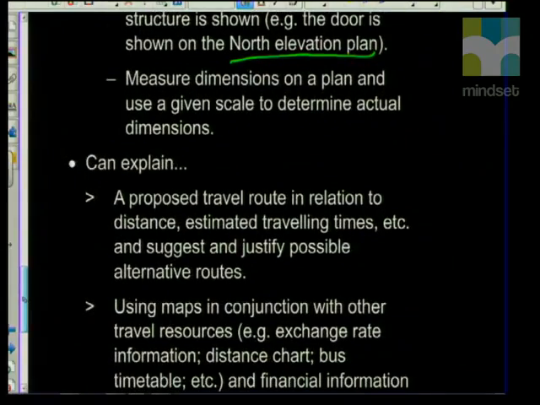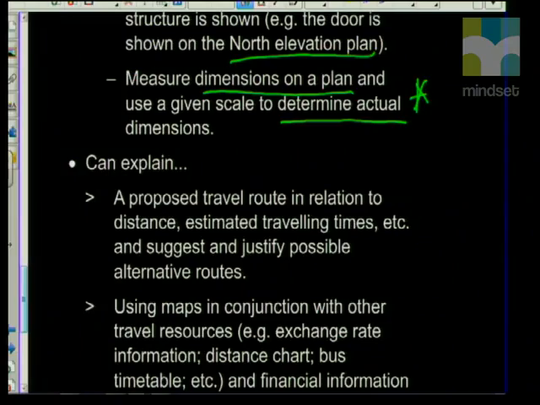You need to also be able to measure dimensions on a map and use the given scale to determine the actual dimensions. It's no good being able to have a plan, and then when you want to build the structure, you actually have no idea how much it is in real life, or to just make up the values as you go along. We'll be looking at a nice example of this later.